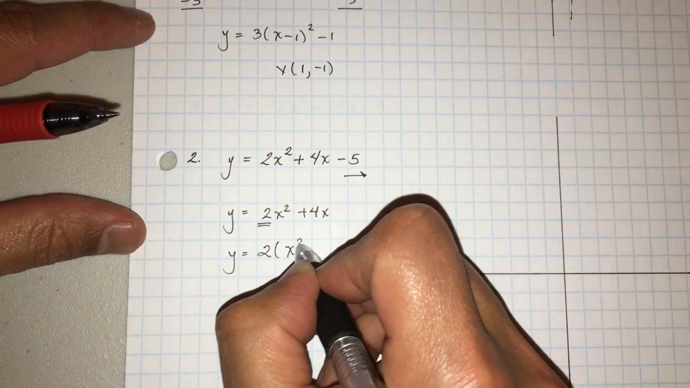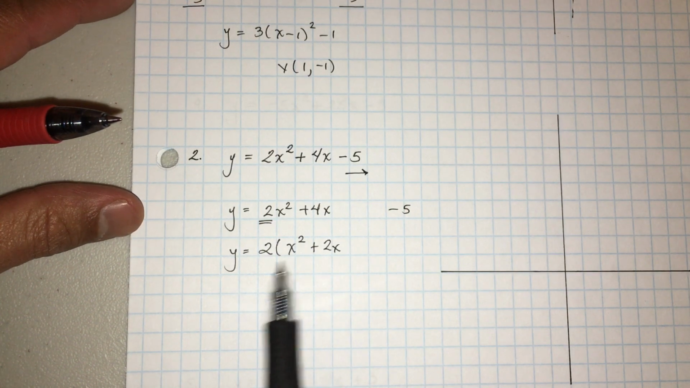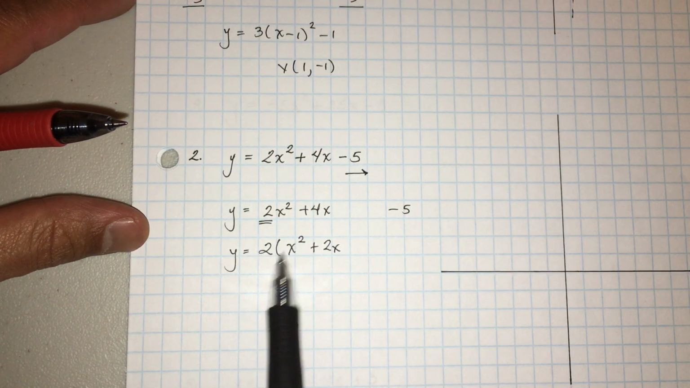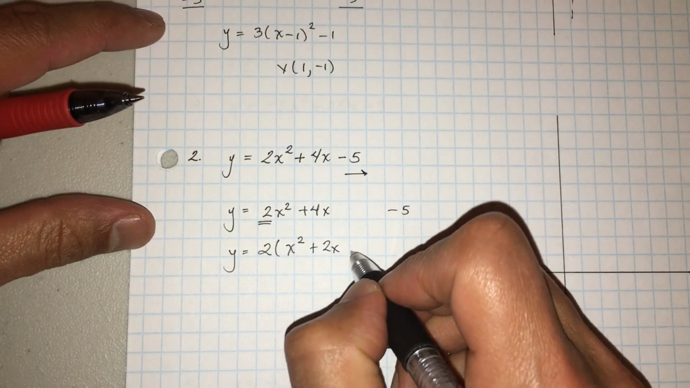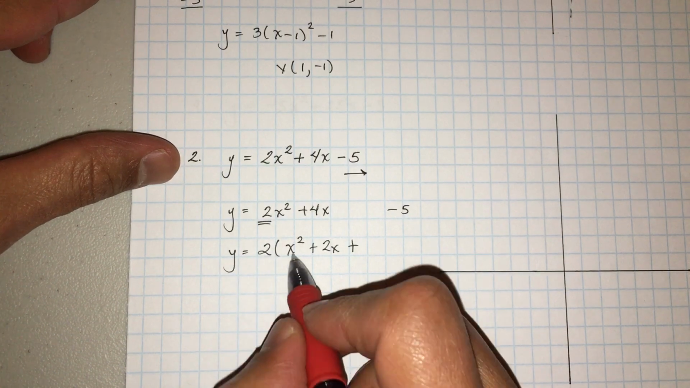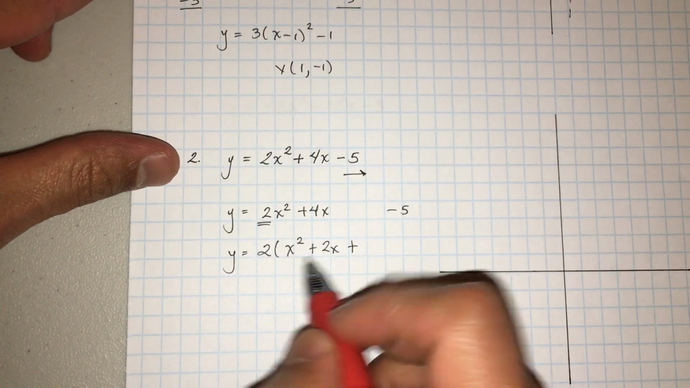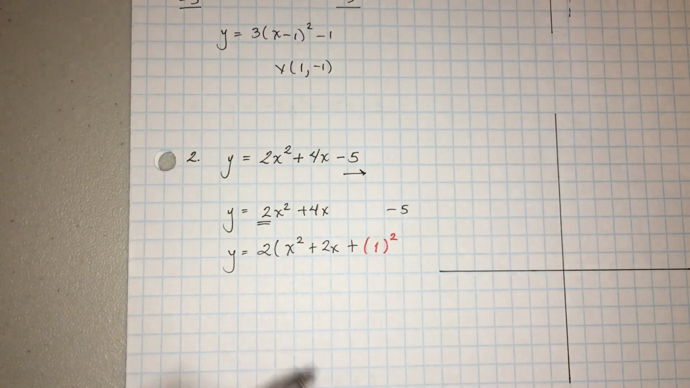Ok, entonces me queda x cuadrada más 2x. And you always want to double check your math. So it's a 2 times x squared, 2x squared, 2 times 2, that gives me 4. Yes, so I'm doing it right. Plus, okay, now that the 2 is out of the way, we can go ahead and complete the square just with this inside part. Half of 2 is 1, and we're going to square it.